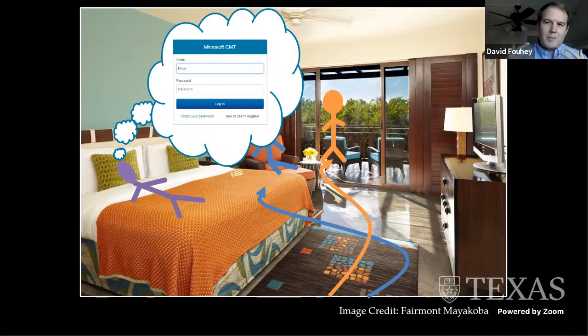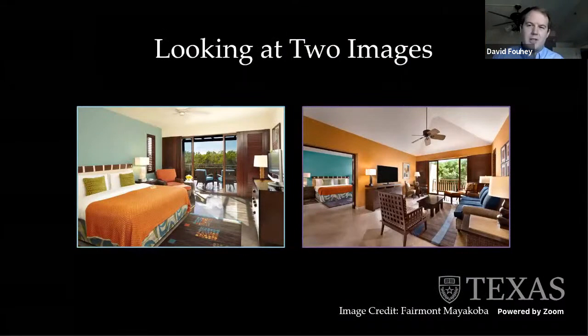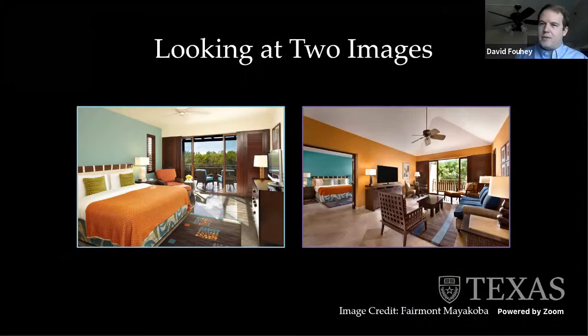And today I'm going to be talking primarily about work which has a slightly different twist, which is, let's say, okay, the Fairmont Mayakoba is a classy hotel. So when you're looking at the pictures online, you don't just get one picture, you get multiple. So what happens if you have two images? And so here we have two images from a place. That's the only information we have.